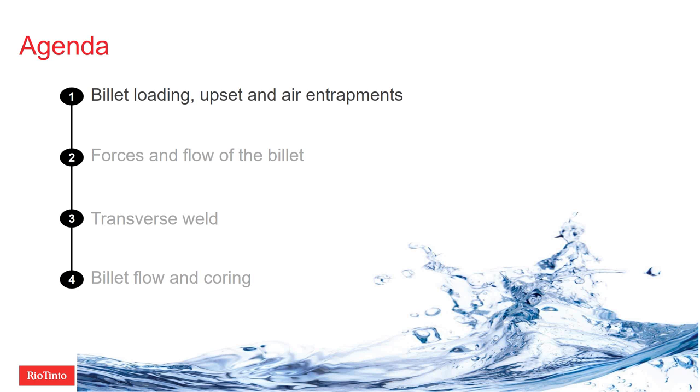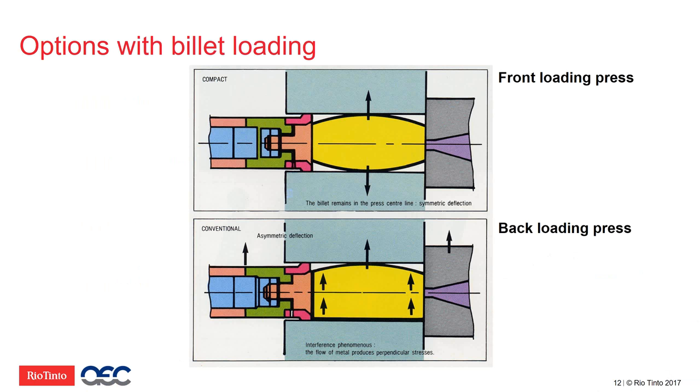So really, once the dummy block starts to upset the billet, it is necessary to remove up to several liters, or a couple of gallons perhaps, of air that could be entrapped inside the container. And if this is not done properly, a very common defect called blisters would occur. As you can see here, if you look at the top picture, the front loading press, naturally, it is better to support the billet in the center of the container before upsetting it, okay? But this can only be done by loading the billet between the die and the container.